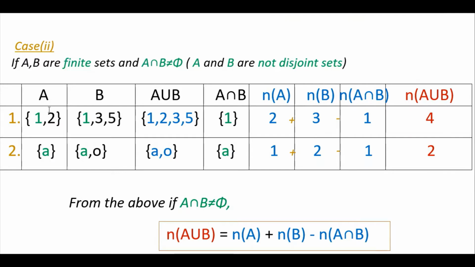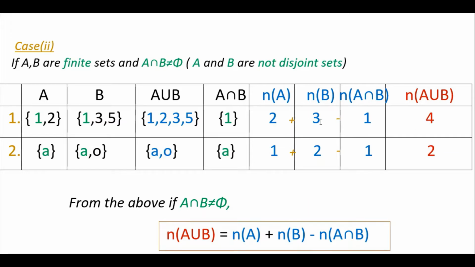See these examples. A is {1, 2} and B is {1, 3, 5}, so A union B is {1, 2, 3, 5}. A intersection B has only one common element, 1. n(A) is 2, n(B) is 3, and n(A intersection B) is only 1. Similarly, in this example, n(A) is 1, n(B) is 2, n(A intersection B) is only 1, and n(A union B) has 4 elements, so 4 here, and 2 here.